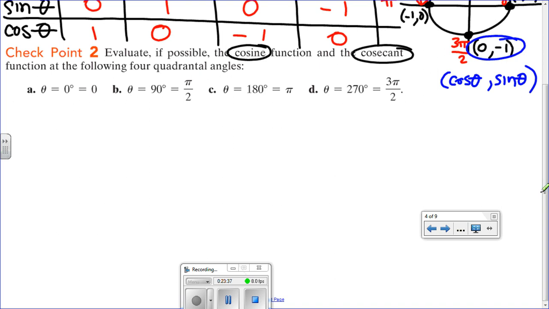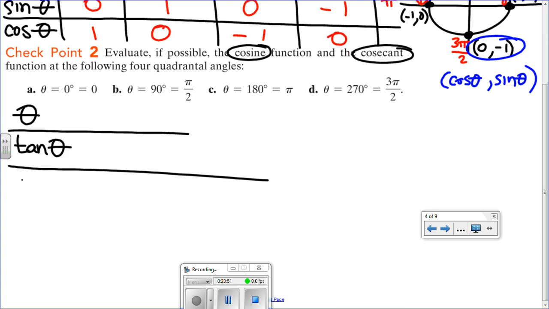Okay, now for this one, we're going to find the other two that we were asked, which are tangent and cosecant. Very good. The cosecant and the tangent. We already found cosine. Yeah, I changed the order.